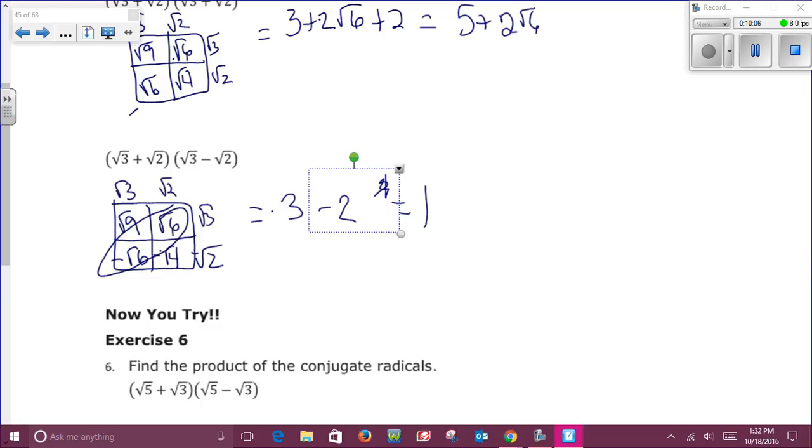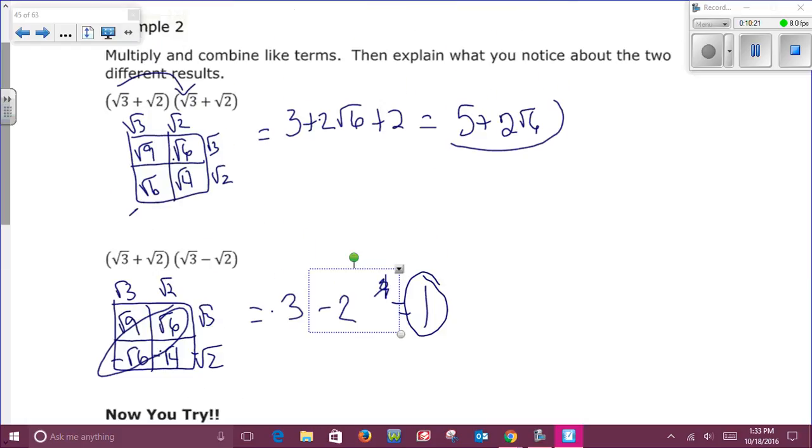Now, this answer here is just a 1. This answer here is 5 plus 2 radical 6. My first answer has radicals. It's irrational numbers left in the problem. My second answer does not have any radicals left over in the answer. And the reason is because of that negative sign. These two terms are what we call conjugates.